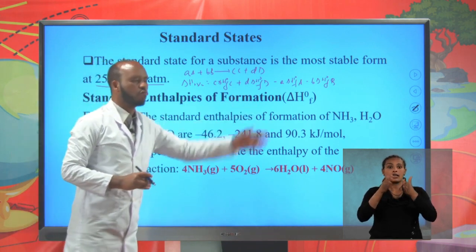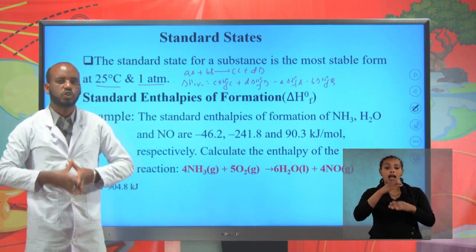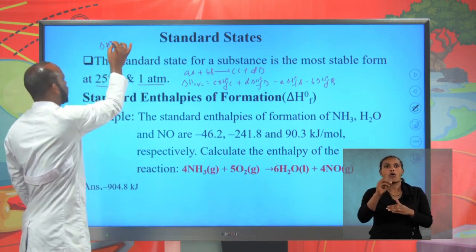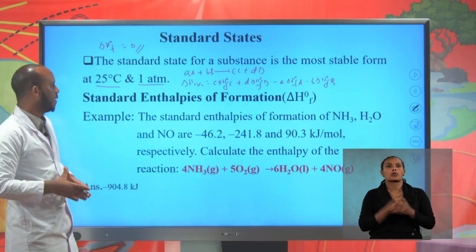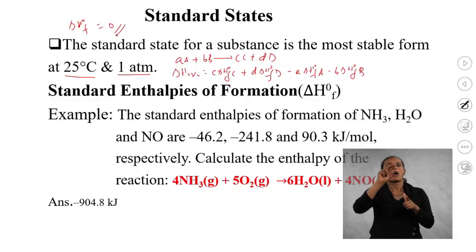Standard enthalpies of formation. The standard enthalpy of formation of an element in its most stable state is 0. See, delta H naught formation for an element equals 0. For example, the standard enthalpies of formation of ammonia, water and nitrogen monoxide are minus 46.2, minus 241.8 and 90.3 kilojoule per mole respectively. Calculate the enthalpy of this reaction.